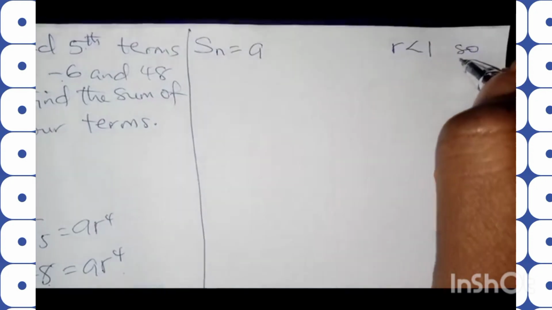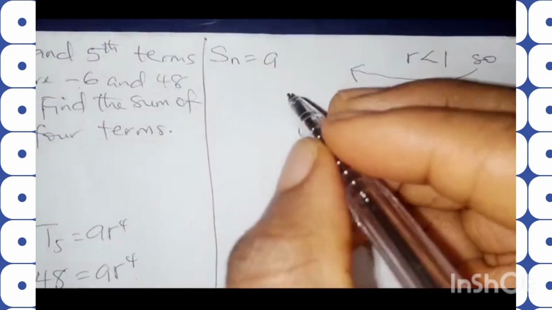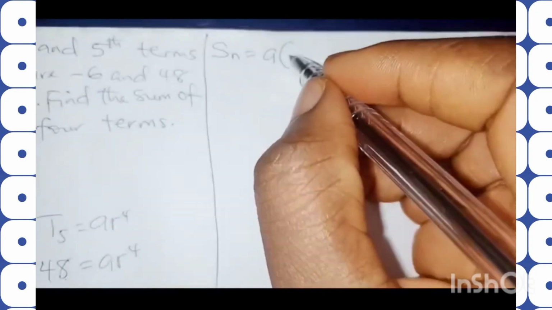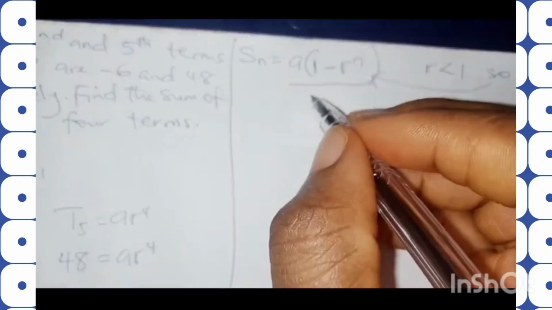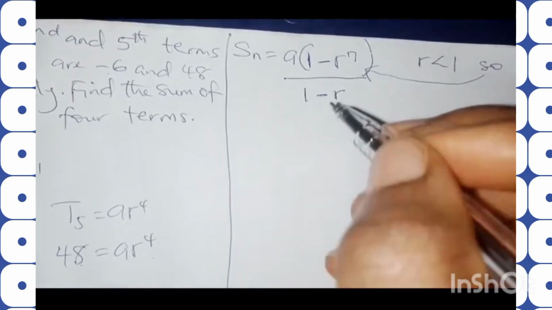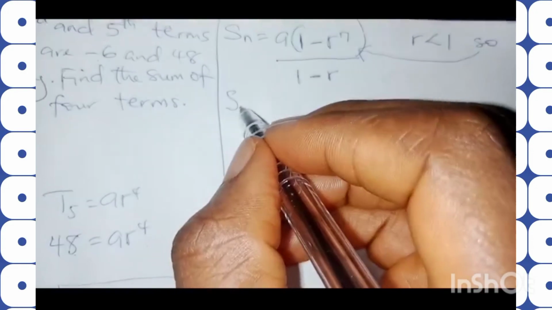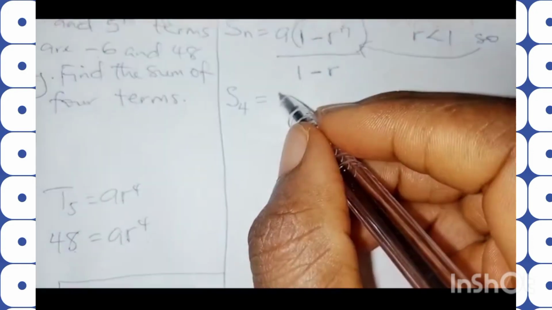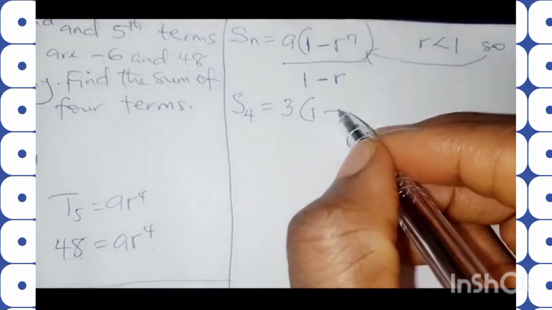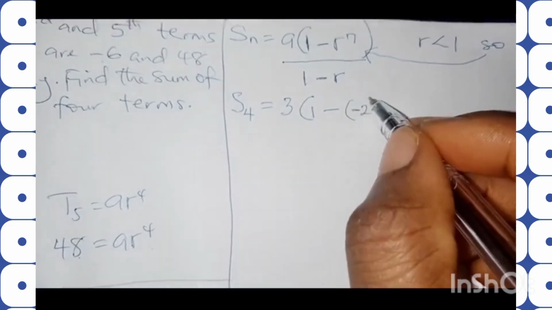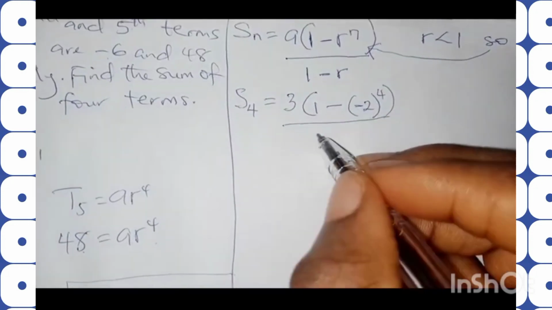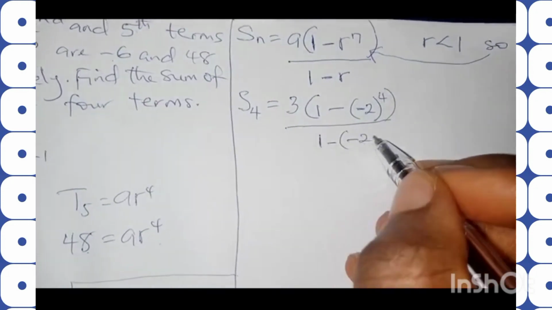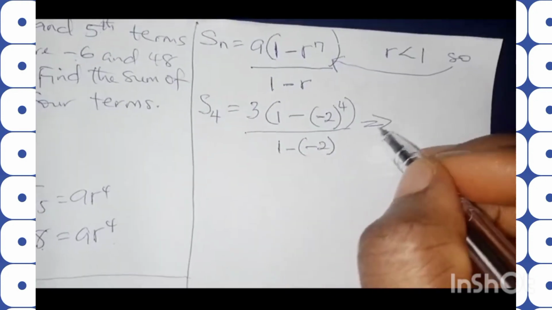So remember our common ratio, we had that it is minus 2. Which means we're going with the first formula, where r is less than 1. Hope you know that minus 2 is less than 1. So that's the formula we have just written. Now we substitute the value of the first term. The first term we got as 3 and the common ratio as minus 2, and then the number of terms is 4. So all over 1 minus minus 2.